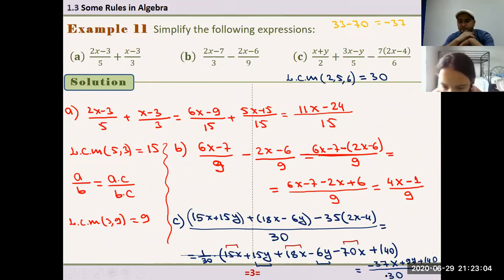Okay? So we have simplified the given algebraic fractions and expressed them as a single algebraic fraction. Minus 37x plus 9y plus 140 over 30.